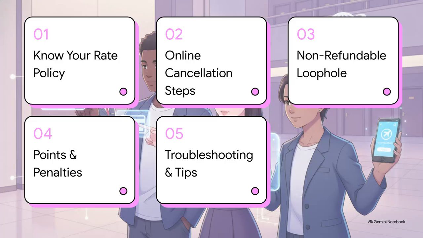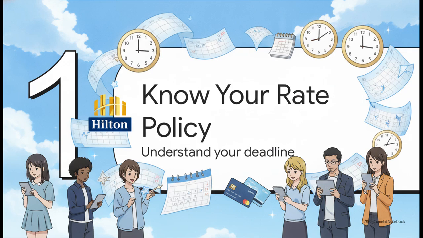All right, so here is our roadmap for this explainer. We're covering 1. Know your rate policy. 2. Step-by-step online cancellation. 3. The non-refundable loophole. 4. Points, refunds, and penalties. And finally, 5. Troubleshooting and final tips. Let's jump right into Section 1, Know Your Rate Policy.